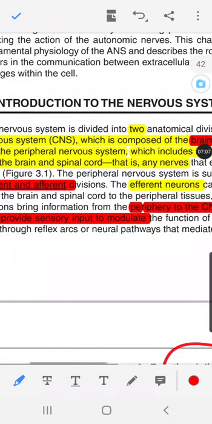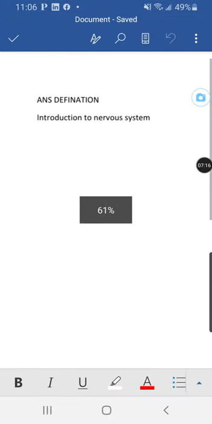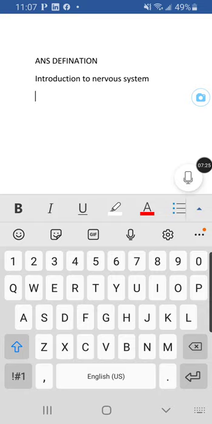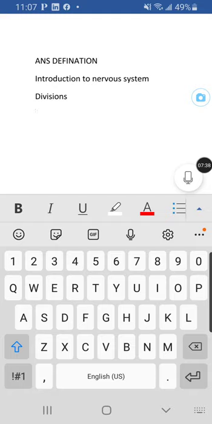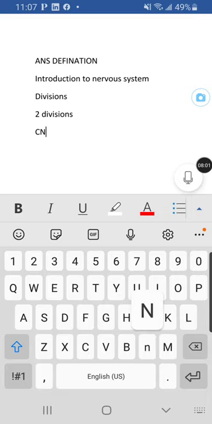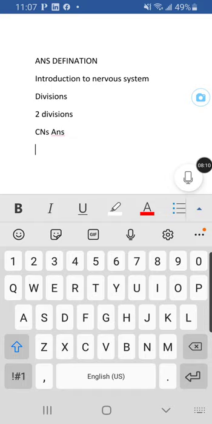So up till now we have discussed the introduction to the nervous system. If you want, you can write here what you have learned. You learned the definition of the nervous system. In this, you have learned that it is divided into two divisions, CNS and PNS, right? And then you have learned the nervous system.